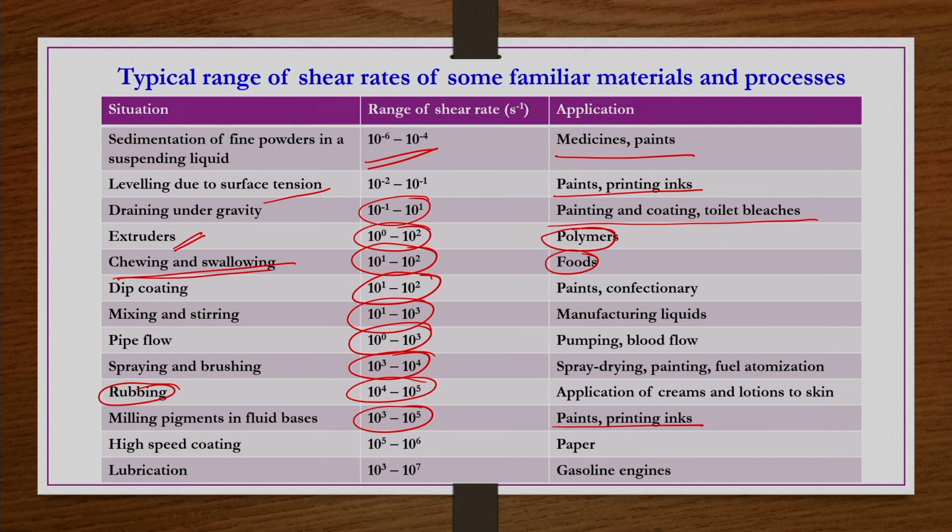In paper coating, which is done in different layers, like glassy layers, high speed coating is used. So the shear rate can be as high as the order of 10^6 second inverse. And in gasoline engines, wherever lubrication actions are there, under such conditions the shear rate can be even higher, of the order of 10^7 second inverse. That is possible.